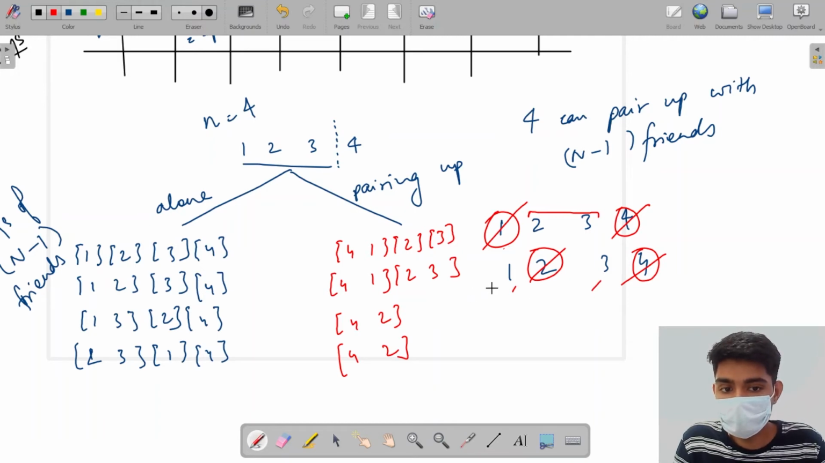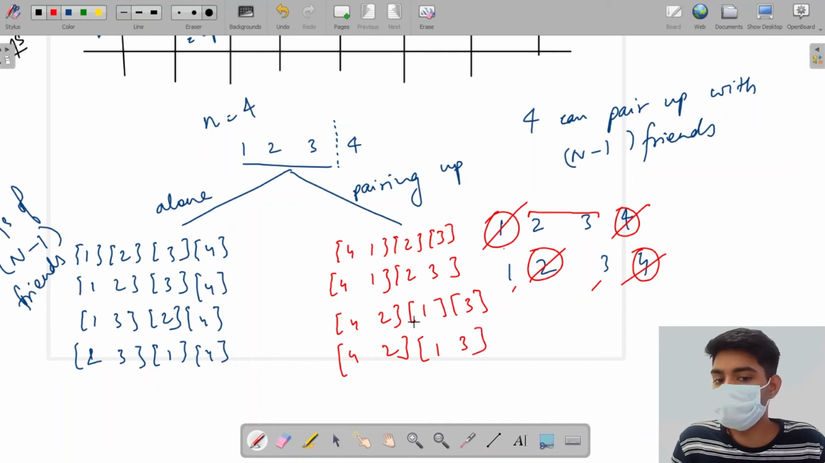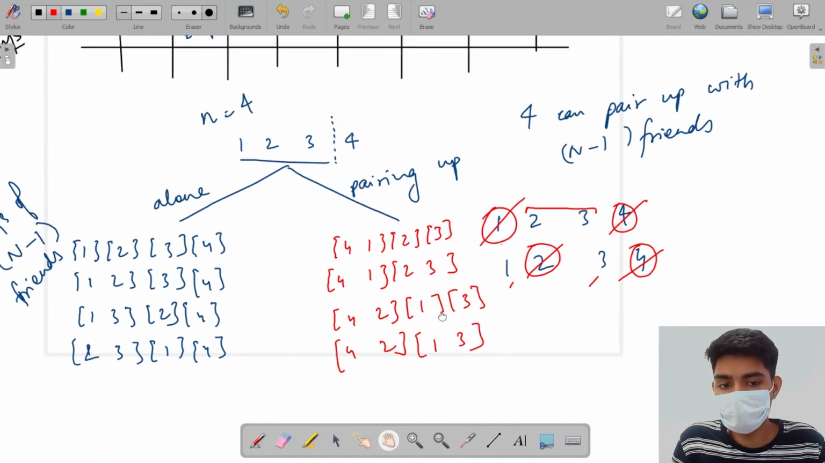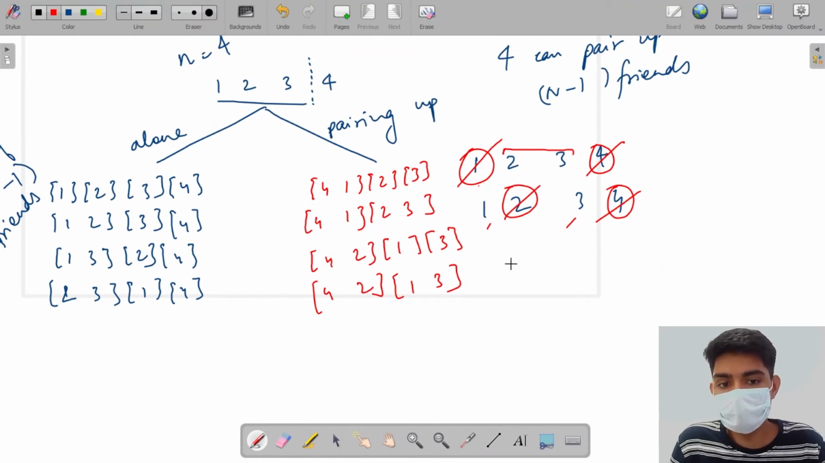1 and 3 are left, and since 1 and 3 are left, what are the different ways where 1 and 3 can go? They can go either alone or they can go in pairs, right? So this would also be my answer. If 4 decides to pair up with 3, this is going to be my third case.